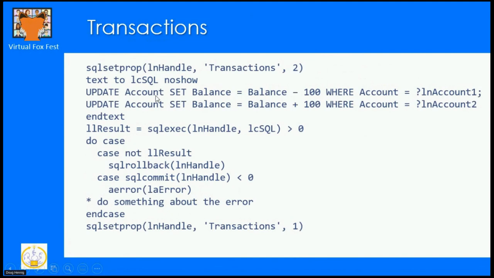Now, if it failed for some reason, so if lnResult is less than 0, then we're going to issue a SQL rollback. If it succeeded, we'll issue a SQL commit. And if the SQL commit failed, then we'll use a error to figure out what went wrong and deal with it. And then we use SQL set prop to set transactions back off again, setting it to 1. So this is how you do transactions in ODBC, not specific to SQL Server or MySQL or anything. It's a generic transaction processing for Visual FoxPro against a remote database.